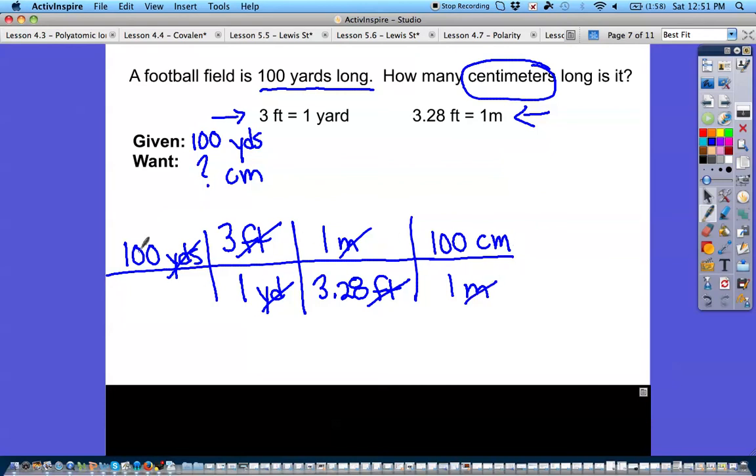So we're going to take 100 times 3 times 1 times 100 and then divide it by 3.28, and that is going to give us 9,146 centimeters.